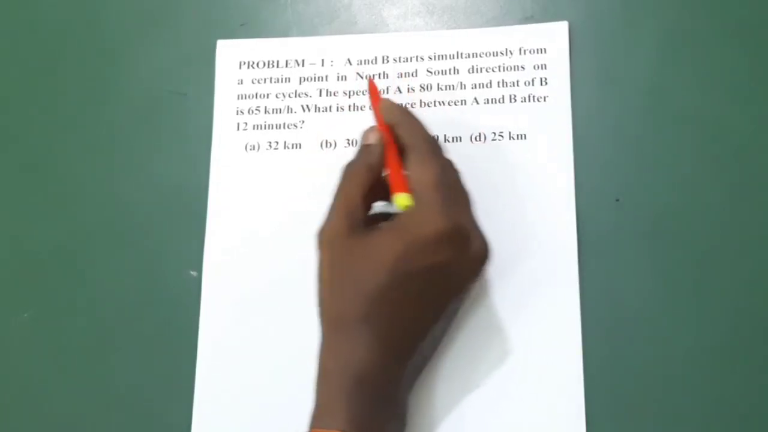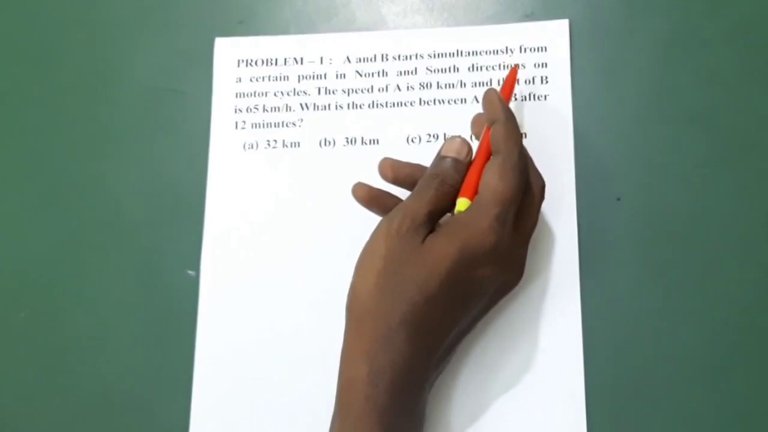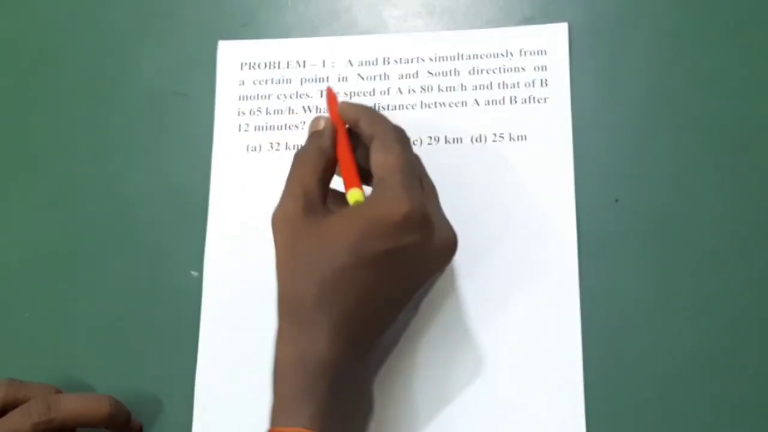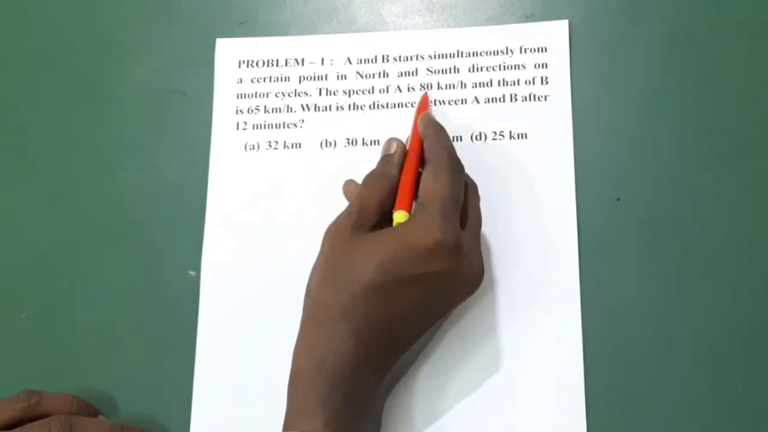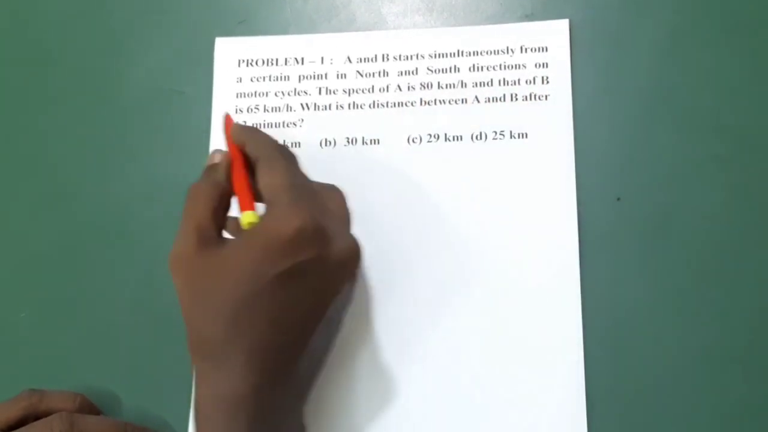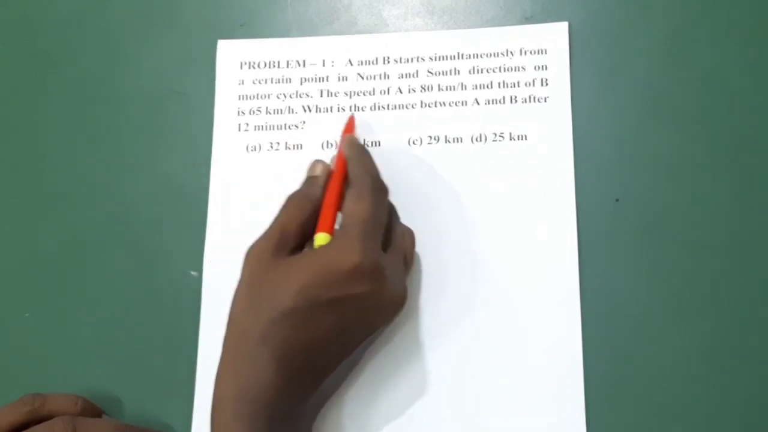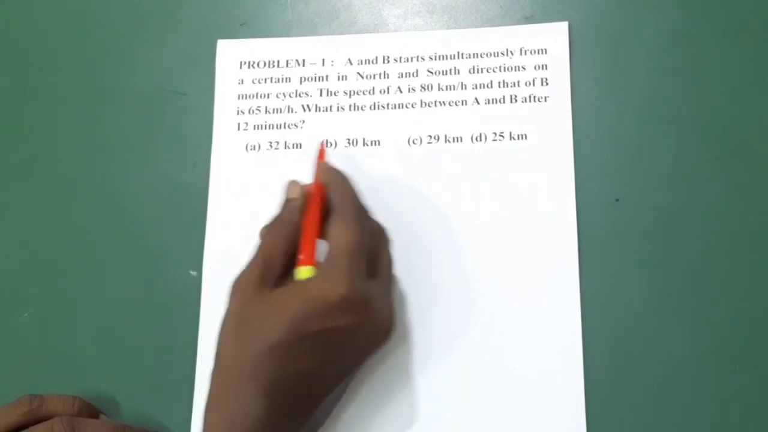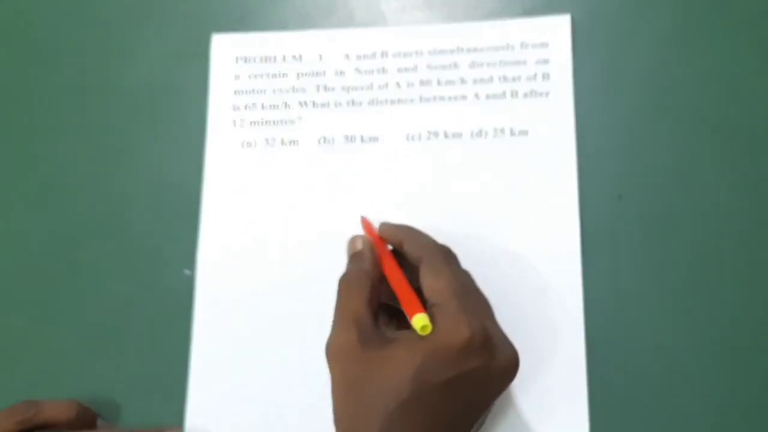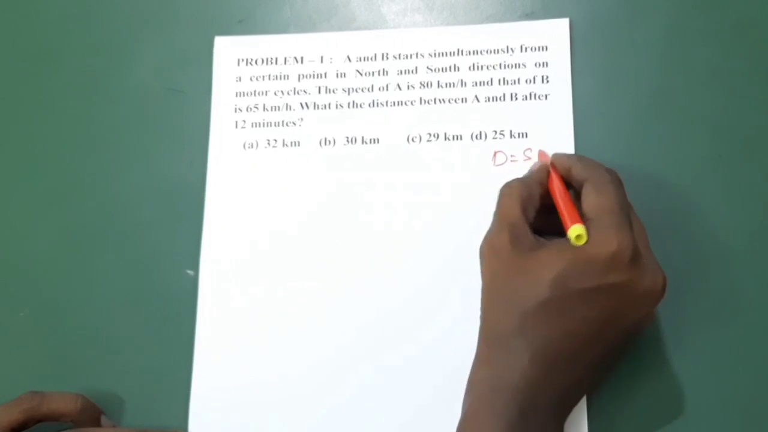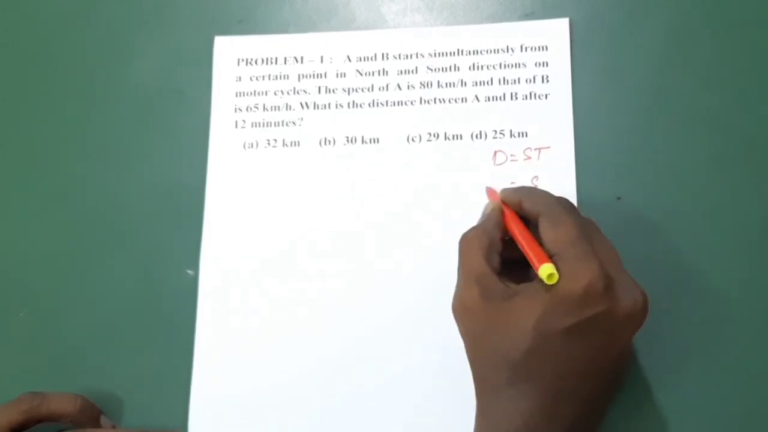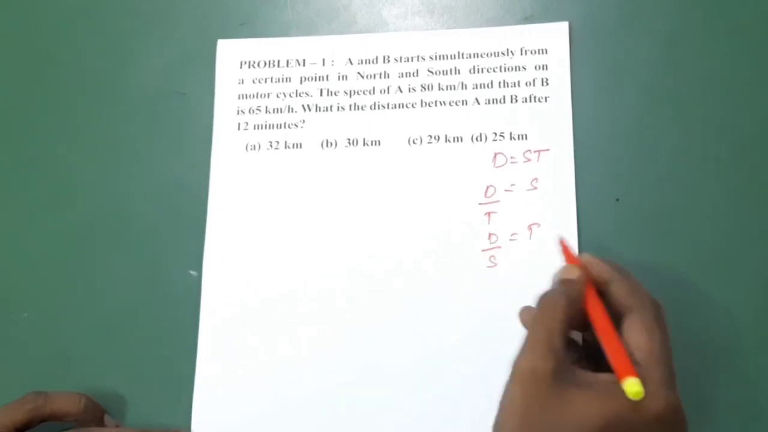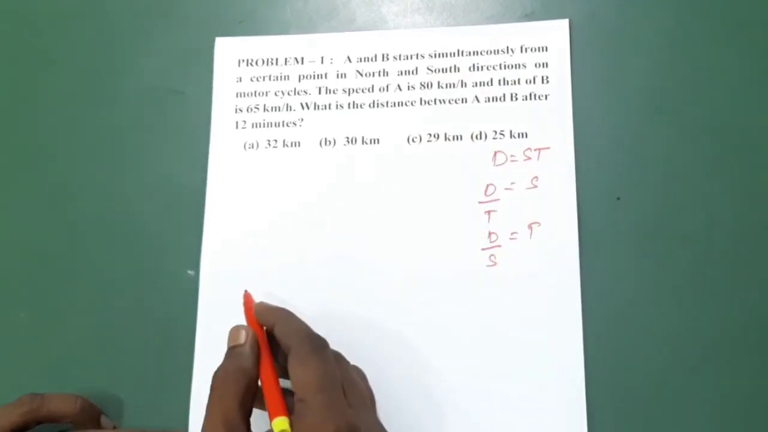First problem: A and B start simultaneously from a certain point in the north and south directions on motorcycles. The speed of A is 80 km per hour and that of B is 65 km per hour. What is the distance between A and B after 12 minutes? The choices are A, B, C, D. First we have to remember D is equal to ST, so S is equal to D by T and T is equal to D by S. You can use whichever formula you want.